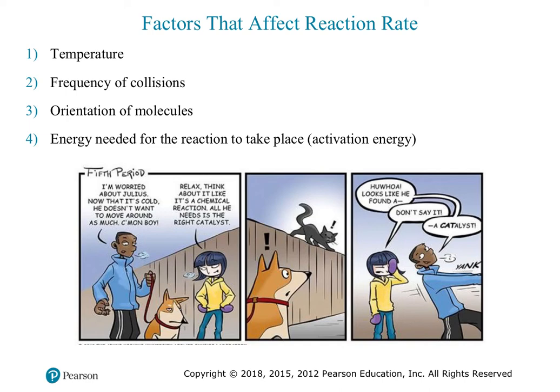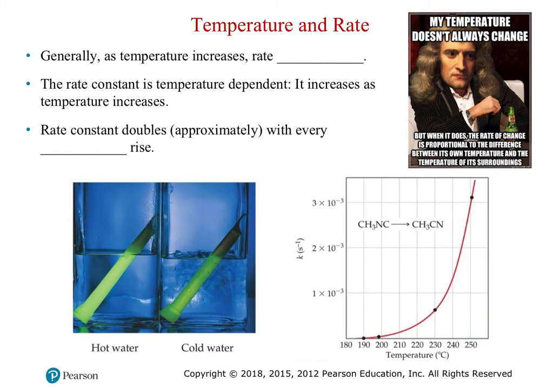Now that we talked about the main types of reaction orders, which describe how a reaction takes place over time, we can now talk about the other factors that affect our rate, which are going to be temperature, the frequency of collisions, the orientation of the molecules, and the activation energy, which is the minimum amount of energy needed for a reaction to take place. First, we're going to really focus on the effects of temperature.